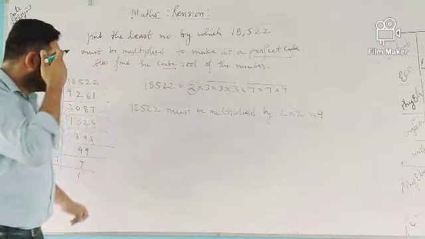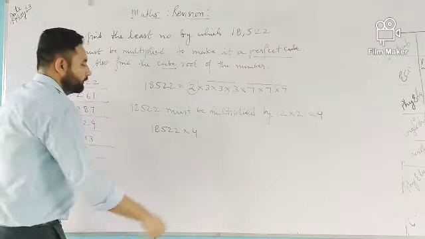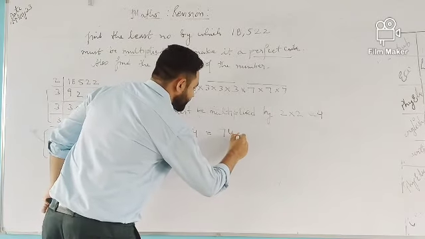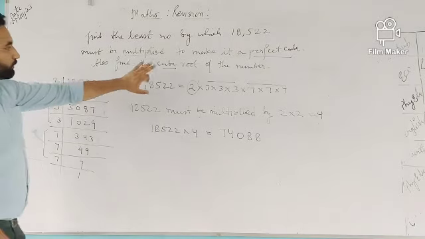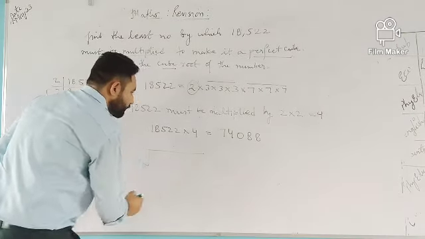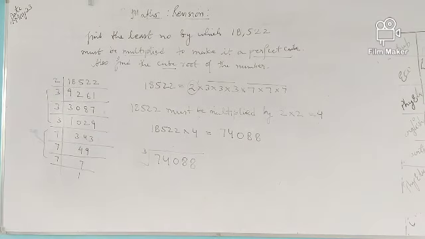Now let's multiply 18,522 by 4. Now try to multiply it yourself. You'll get the product 74,088. So you need to find the cube root of this number, which is 74,088. Now find the cube root of this number.